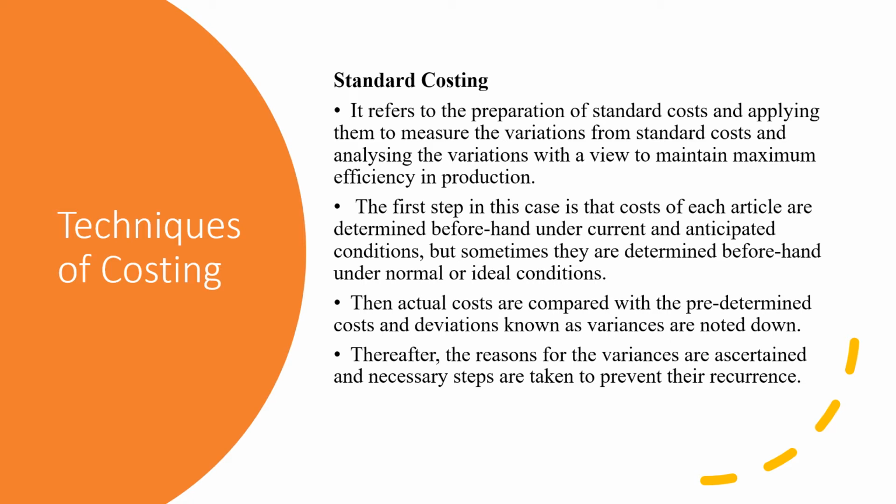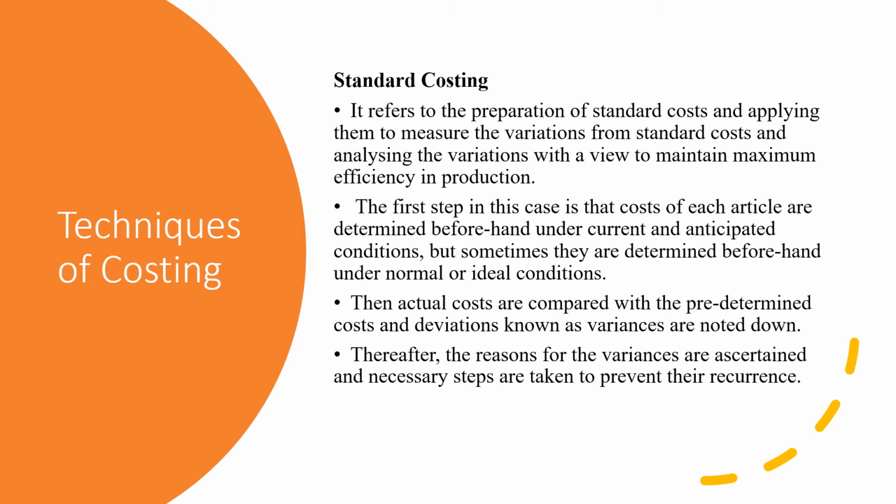So, in simple terms, first we fix the standards, then we look at the actuals, and this technique of costing helps us in fixing the standards and then comparing the standards with the actuals, and it also helps us in looking at the deviations between the two, and thus helps us to solve those deviations and thus maintain maximum efficiency in production.